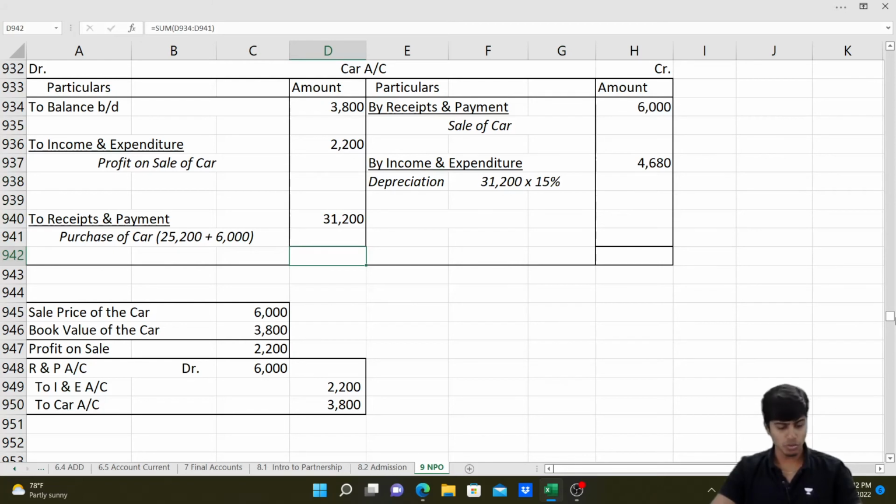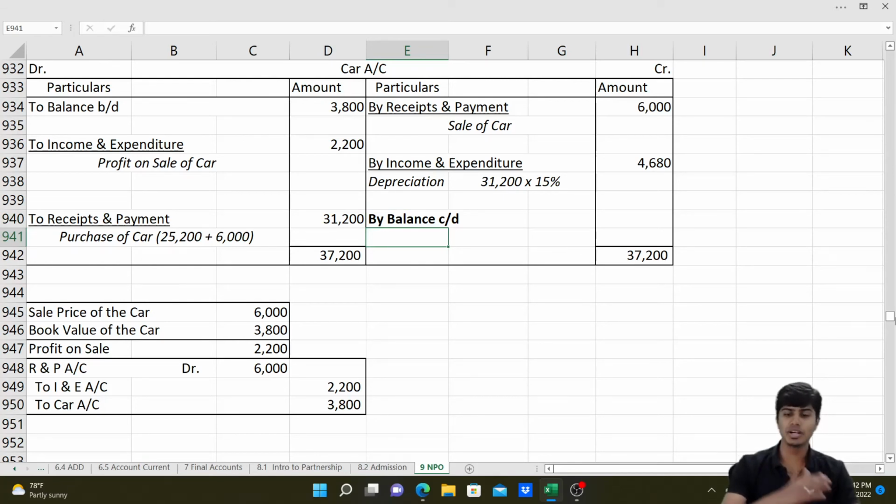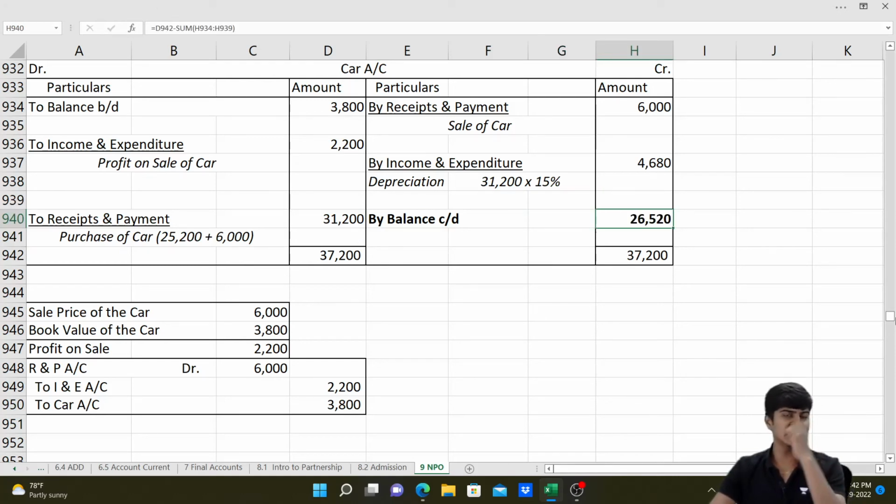So we'll have to take the total year on the debit, 37,200, post it here, and then write balance carried on, that is the closing balance. Instead, you can take 31,200 and then deduct 4,680, you will still get the same thing. So the closing balance of the car is 26,520. This is the book value of the car after depreciation.